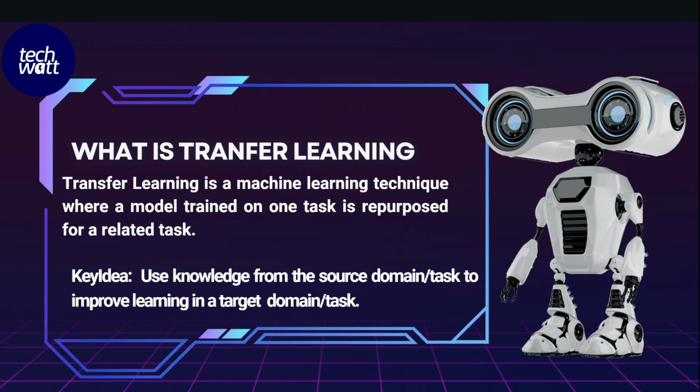So the first question every beginner will ask is, what is transfer learning? Transfer learning is a machine learning technique where a model trained on one task is repurposed for a related task. So if you want to train a model for a specific task, let's say a computer vision task in this case, you don't have to start from scratch. You can leverage pre-trained models and build your model on those pre-trained models, which have been trained on a lot of computer vision related tasks. So the key idea behind transfer learning is that it uses knowledge from the source domain, in this case the pre-trained model, to improve learning in a target domain. So the target domain in this case is the new model you are trying to train.